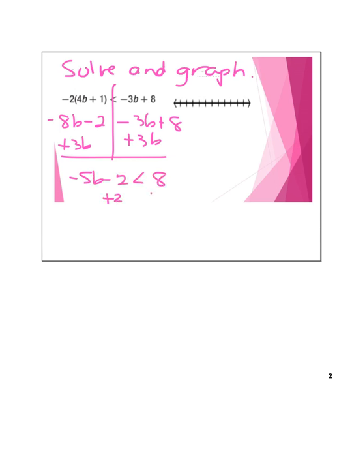And I'm left with negative 5b minus 2 is less than 8. I'll add 2 to both sides. I have negative 5b is less than 10. Now again, I'm going to divide by a negative number, so I need to change the direction of the sign. So I have b is greater than negative 2. So I'll put 0 here, and negative 2 is here, and I have an open circle to the right.